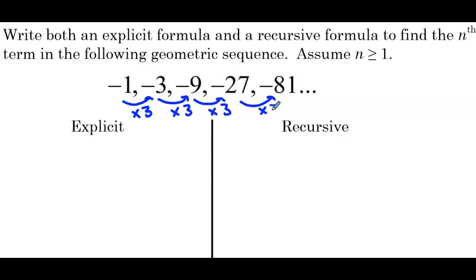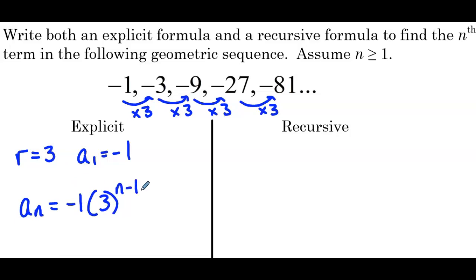Let's just make sure it works for all the terms they gave us. Right, sometimes they change it up on that last term. It's not the nicest thing to do, but something we have to watch out for. Okay, so explicitly, our common ratio is 3. Our first term is negative 1. So a sub n equals negative 1 is the first term. The base is the common ratio, so 3 to the n minus 1. Right, move everything to the right one so that this is the first term.